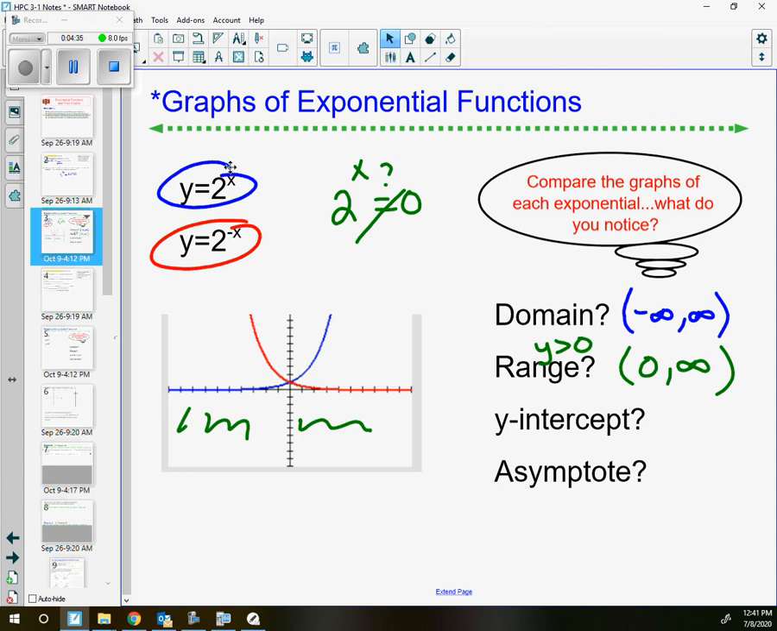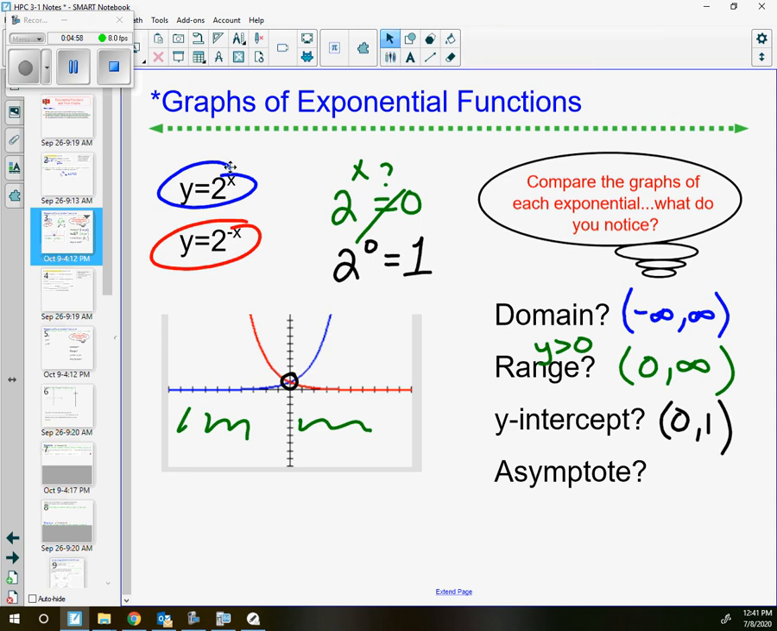Okay, how about a y-intercept? What does this graph have in common, the blue one with the red one? Well, they both share their y-intercept. And look where it's crossing. Looks like it's crossing at 1. Think about that. If you put in a 0 for your exponent, what is any base raised to the 0 power? It's 1. So every one of these has a y-intercept at the point (0, 1). That's a key feature of an exponential graph.